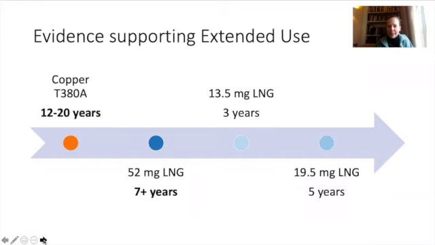In terms of extended use of the 52 milligram levonorgestrel device, there's good data out to 7 years, and there's data in progress that I think may allow us to see that for even more than 7 years in the not too distant future. Again, just extrapolating if you can get 5 years out of 19.5 milligrams. No data on extended use of the lower dose products. Next slide.